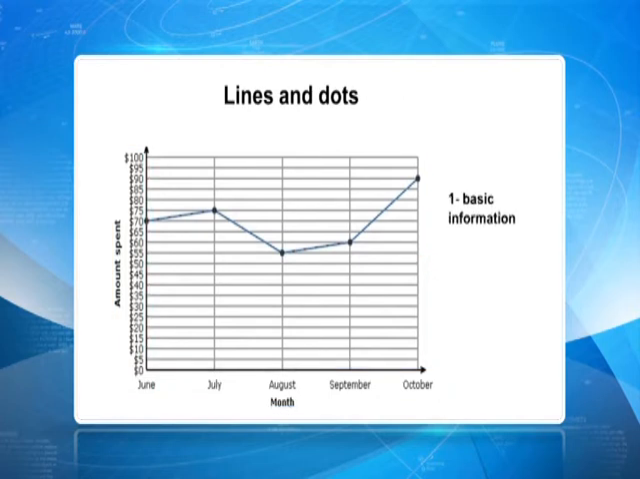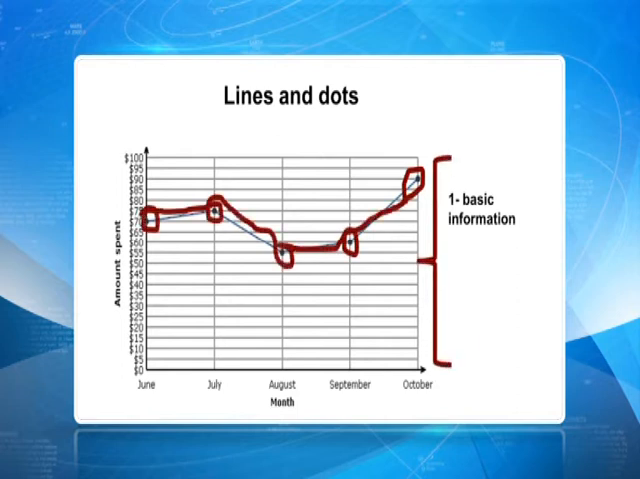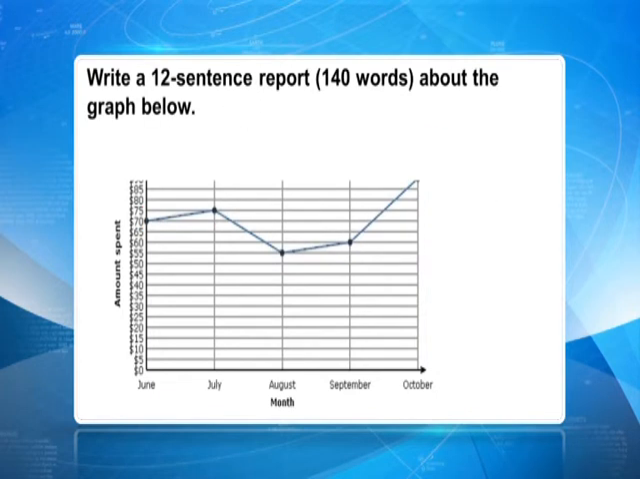Then we have the lines and the dots. They are extremely important. Why? Because we are going to deal with them in the body of your composition. They give you basic information, okay, and they have to be described and analyzed. Why? Because this is called analytical kind of writing. So this is the question. Write a 12-sentence report, which is about 140 words, about the graph below.